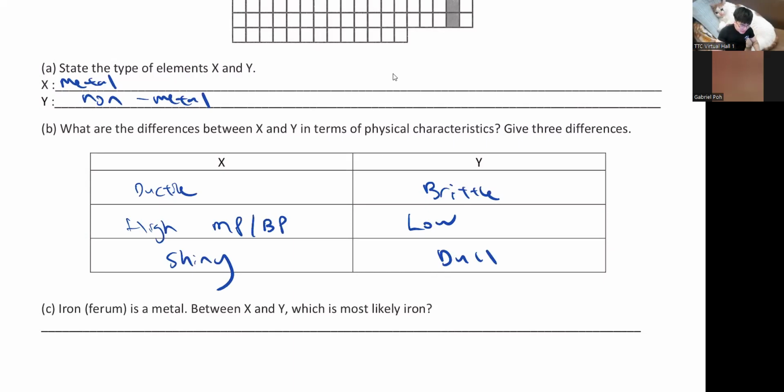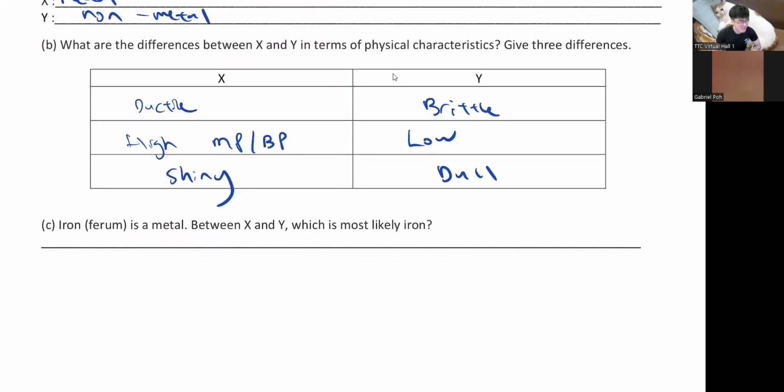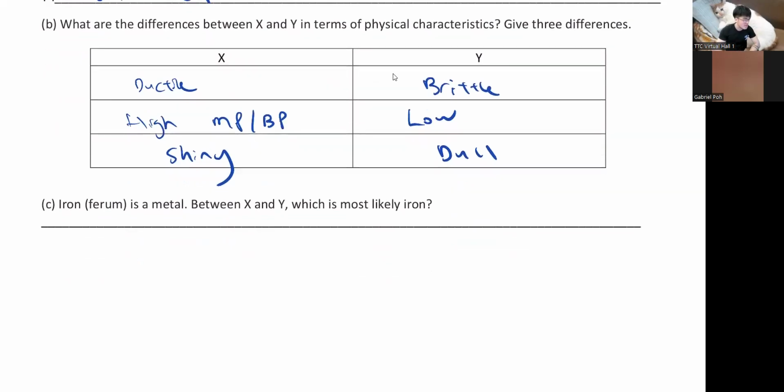If you want to say a good conductor of electricity and heat, sure, go ahead. But why write so long just to get 1 mark, where you can write a short answer to get another mark? There's nothing wrong being lazy. It's not called lazy, it's called being smart. You don't need to write so long just to get the same marks. So C, iron, or what we call ferrum. Why is there ferrum here? Ferrum is the scientific name for iron. Between X and Y, which is most likely iron? Well, of course it's X. Cannot be Y.